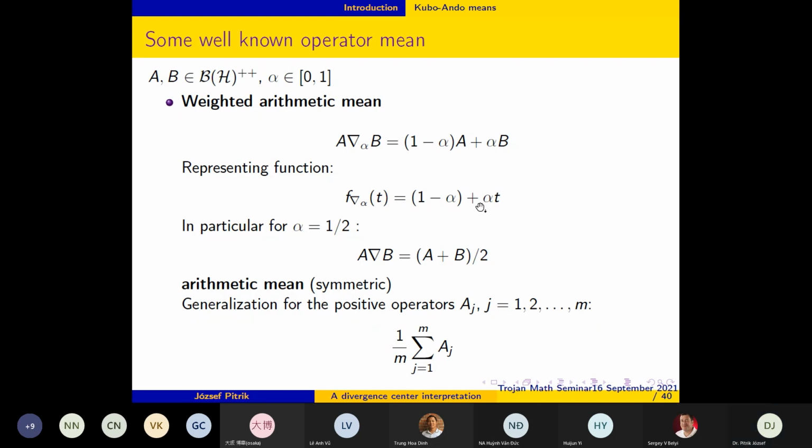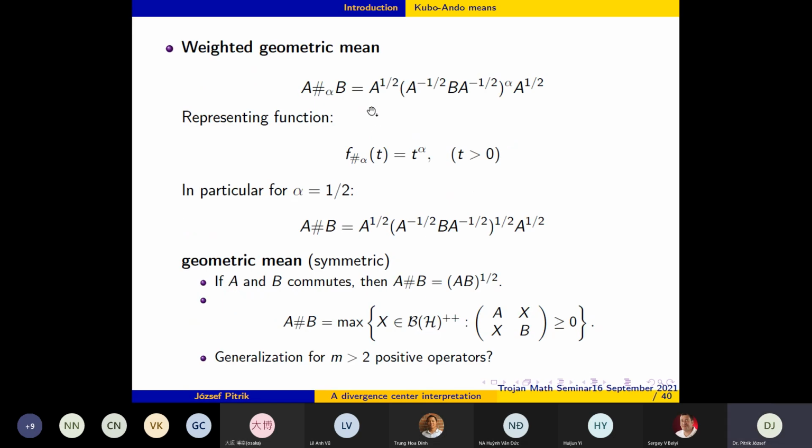And in particular, for alpha equal to half, we have got a symmetric mean, which is called the arithmetic mean. We remark that the generalization of the notion of arithmetic mean for more than 2 entries is quite obvious by this formula. It's not hard to see.